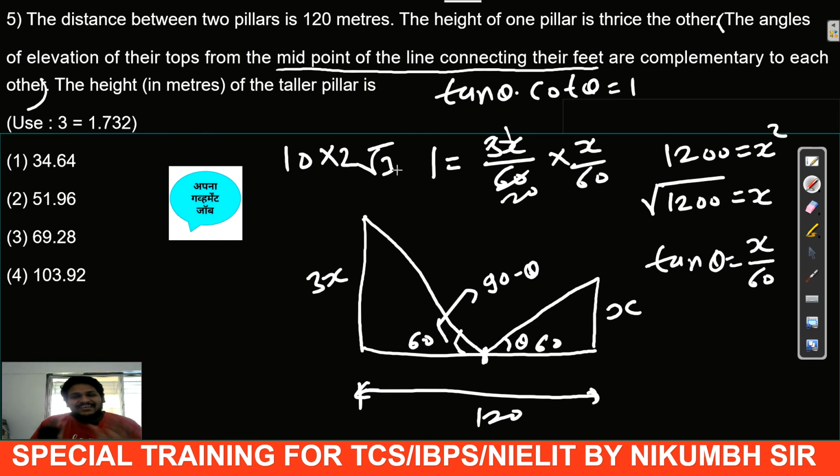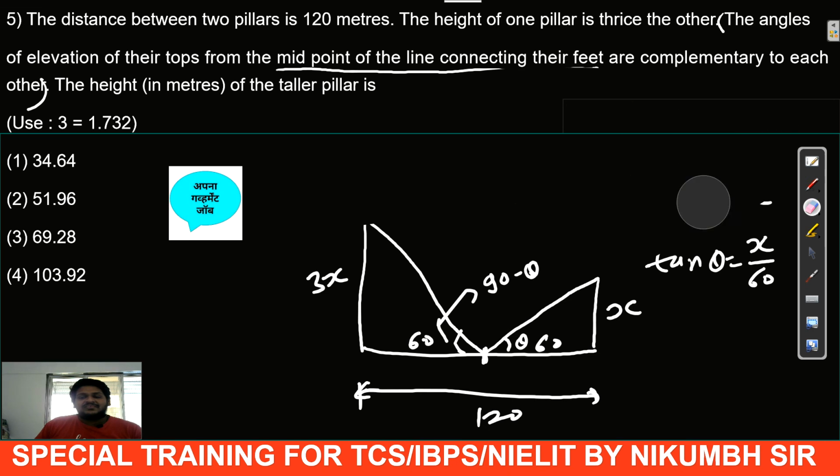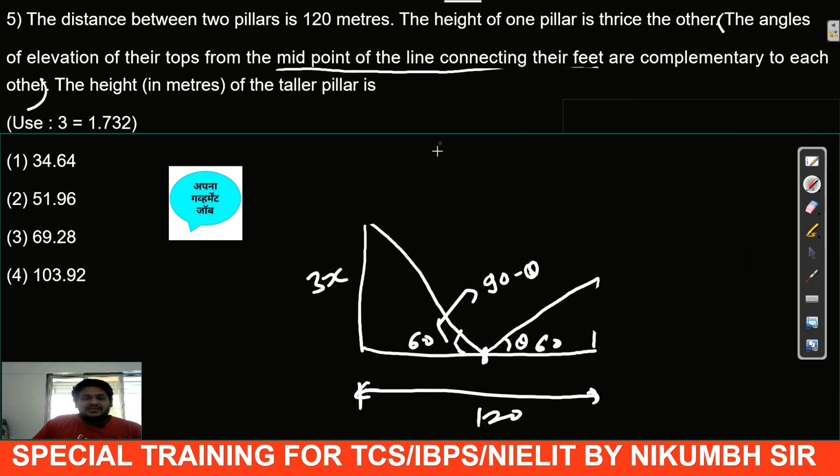Root 3 will always be there in the height and distance concept, so it will be 20 root 3. Now the value of x is 20 root 3. And your taller pillar is 3x, means 3 into 20 root 3, that is 60 root 3. Now what is the value of 60 root 3, which is your answer.